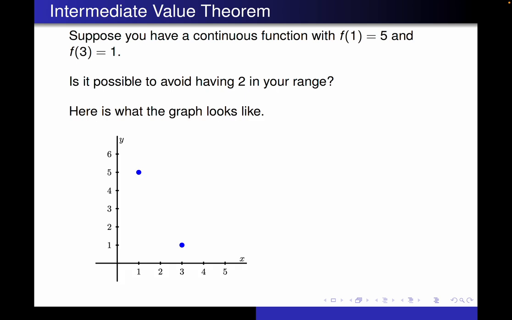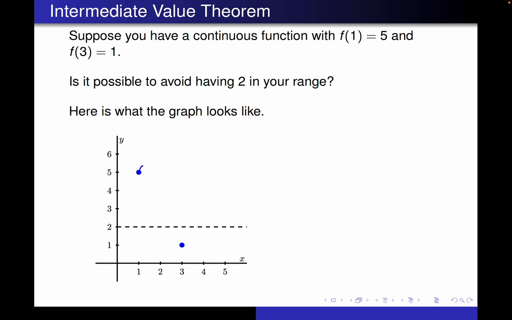So that blue dot up top, that is f of 1 equals 5. The blue dot on the bottom, that is f of 3 equals 1. We are going to draw a graph between those 2 points, and we're going to try to avoid having an output of 2. So we're going to draw this nice little horizontal line here at y equals 2 to show us that we can't hit that dashed line. We've got to stay away from that dashed line.